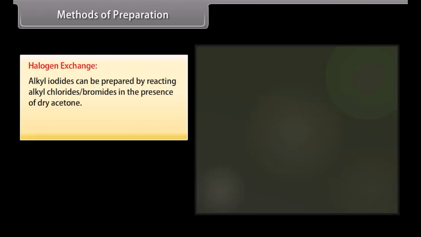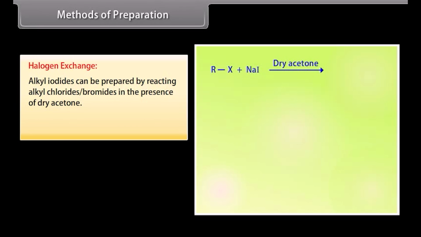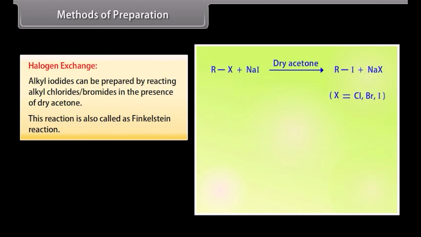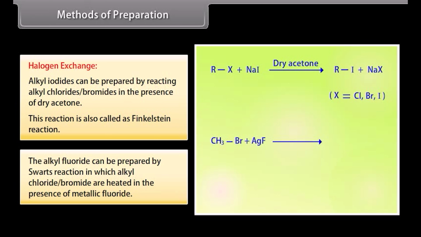Methods of preparation. Halogen exchange. Alkyl iodides can be prepared by reacting alkyl chlorides or bromides with sodium iodide in the presence of dry acetone. This reaction is also called the Finkelstein reaction. The alkyl fluoride can be prepared by the Swarts reaction, in which alkyl chloride or bromide is heated in the presence of metallic fluoride.